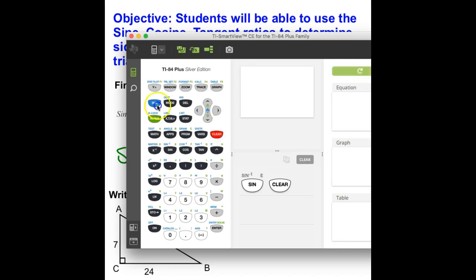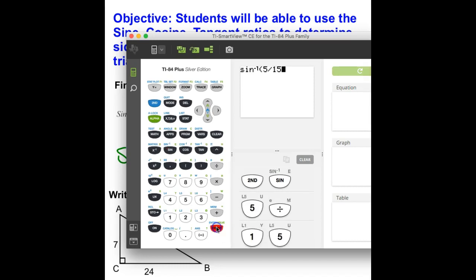So instead we hit second sine again, and see how that -1 has popped up? That's our inverse sine. And now we just type in that ratio. The ratio was 5 to 15, and we hit enter.